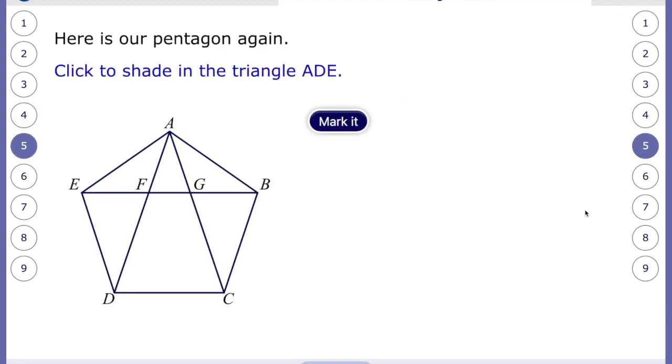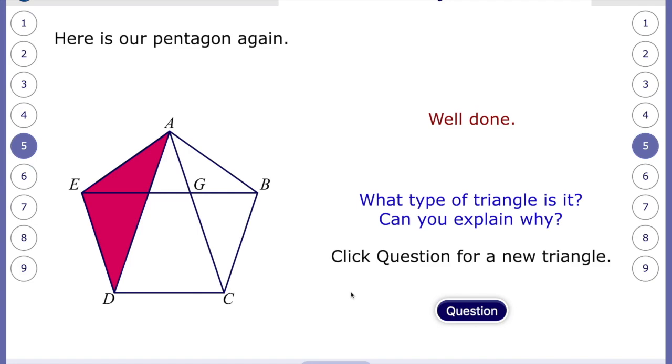Now let's look at our pentagon again. Now it says click to shade in the triangle ADE. So here's D, and here's E. So it must be this part and this part. A, D, E. That's right. Now what type of triangle is that?